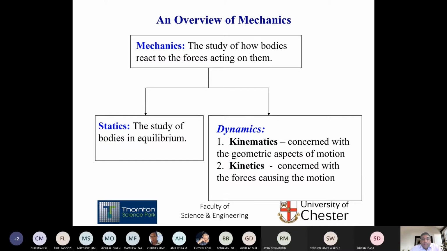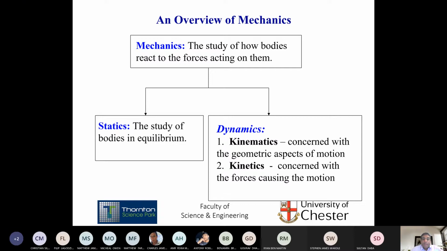What is kinematics? Kinematics is the branch of dynamics that is concerned with the geometric aspects of motion, while kinetics is a branch of dynamics which is concerned with the forces that cause the motion. Okay, so notice the key difference between the 2 words. Very often students will confuse these 2 words, kinematics and kinetics.